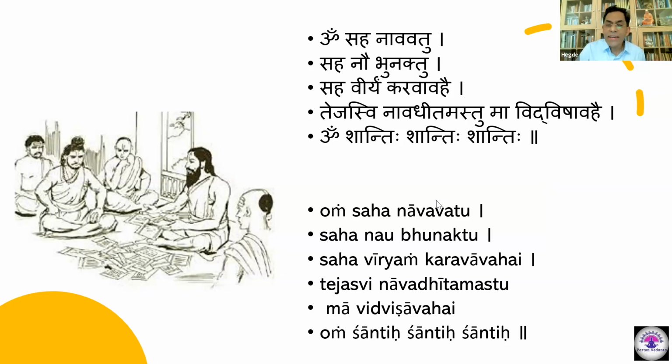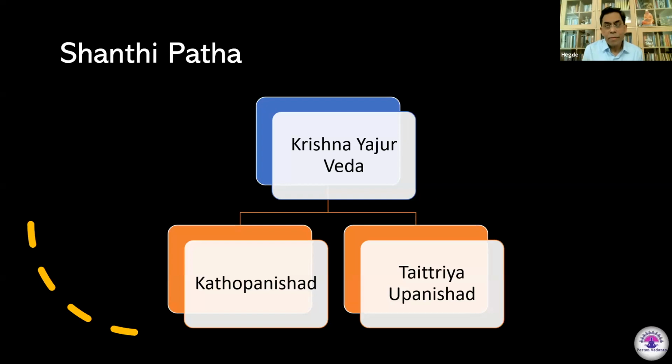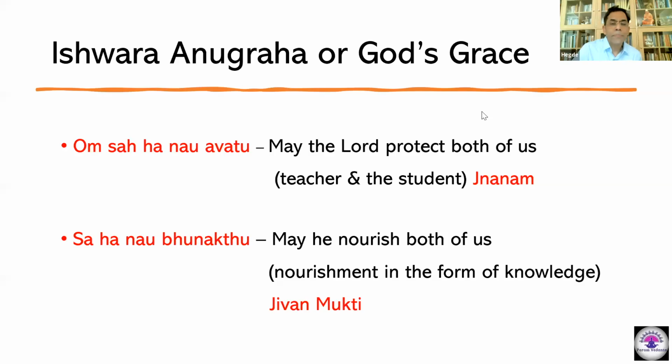One is mechanically chanting, but then through understanding, I will know the real significance that this is a Shanti Pata of the Krishna Yajurveda from the Kathopanishad and the Taittiriya Upanishad. The Taittiriya Upanishad has got 3 Vallis, Shiksha Valli, Brahmananda Valli, and Bhrigu Valli. There is one exception, that the Shiksha Valli has got another Shanti Pata, Om Shanno Mitra Sham Varunaha.